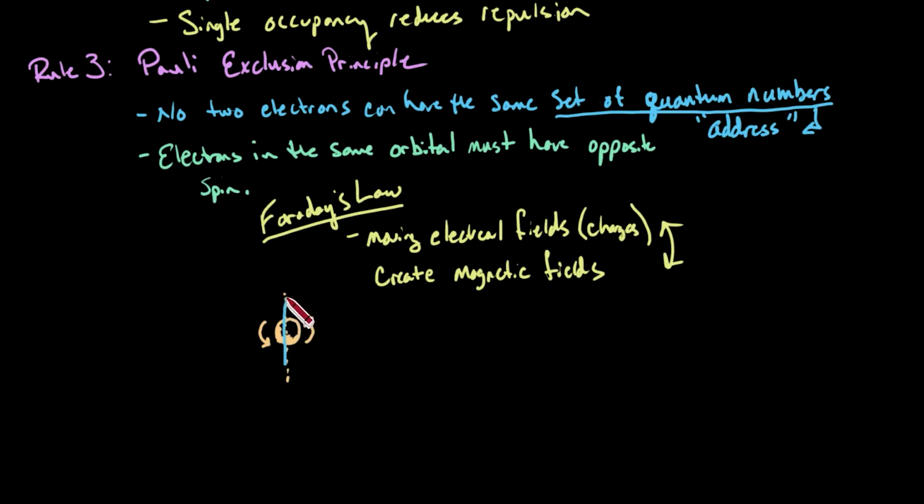Now, if we take the same ball and we spin it the other direction, then our fingers curl like that, and where's the thumb pointing? Down. So that's the opposite spin. We have one spin going this way, and one spin going that way. Okay, so we have a second electron.